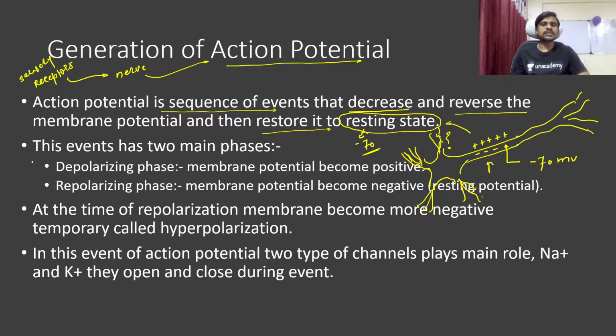Okay, this event has two main phases. So this action potential has two main phases. One is depolarization and the second one is repolarization. So what is meant by depolarization? In depolarization, the positive charge rushes inside and makes the inside of the cell positive. The conversion of negative to positive inside the cell is called depolarization, where the membrane potential becomes positive, and repolarization is where the membrane becomes negative again.